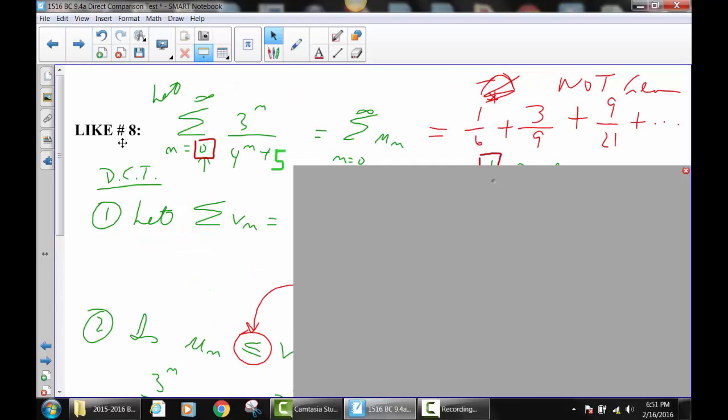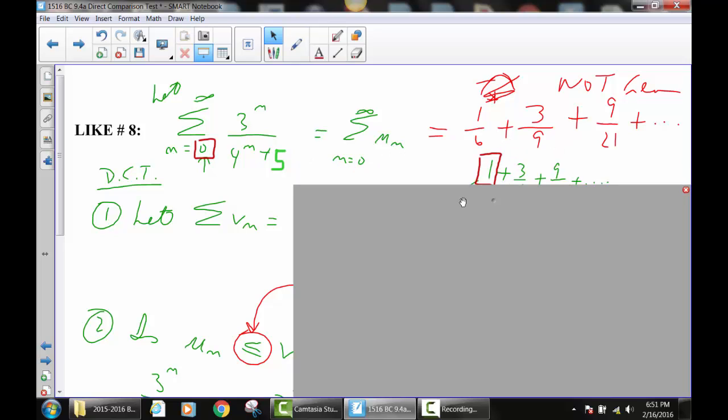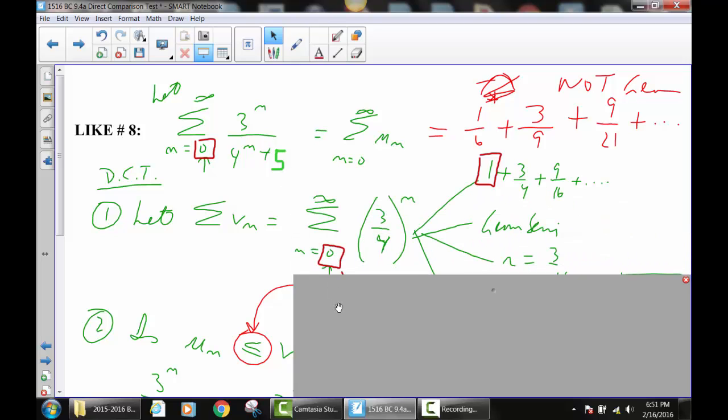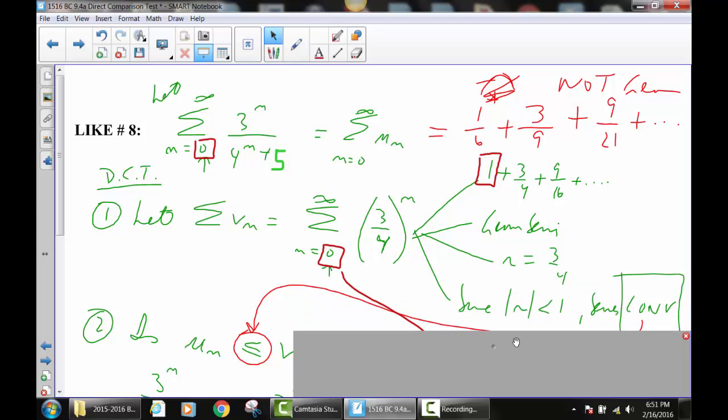Here's like number 8, so similar thing. Again, write out the first few terms. Notice it's not geometric. Anyways, they're all positive. We're going to compare it to a Vn. We're going to take leading term over leading term, get rid of the 5, so we're left with 3/4 to the n. That's a geometric series if you write it out. Do pay attention, that's n goes from 0 to infinity. It's a geometric series. r is 3/4. Since the absolute value of r is less than 1, the series is convergent.